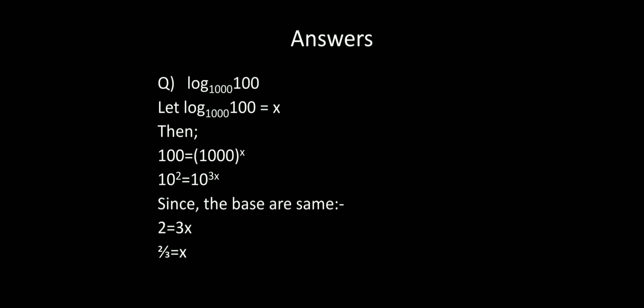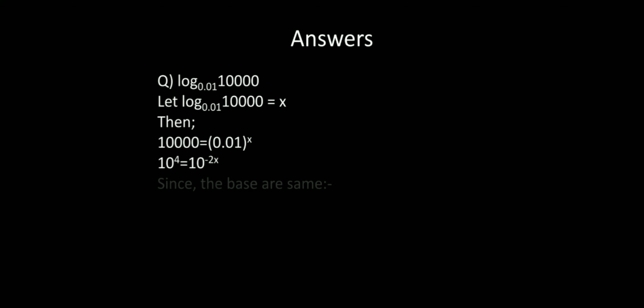So what is the base? 1000. So 100 will be equal to 1000 power x. 100 can be written as 10 power 2, and 1000 can be written as 10 power 3, so 10 power 3x. We are doing so to make the base equal. Then 2 is equal to 3x, and subsequently x will be equal to 2 by 3. Moving further to the next question.